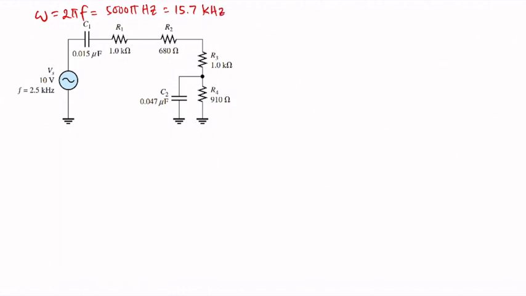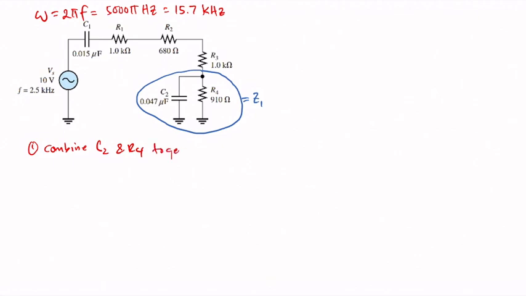Okay, the next step is to combine these two parallel circuit elements, and what we want to do with that is to get the equivalent impedance, which we will call Z1. So combine C2 and R4 to get Z1. To get Z1, we first need to get Y1, but to get Y1, we need to get its components, G4, the conductance, and the capacitive susceptance.